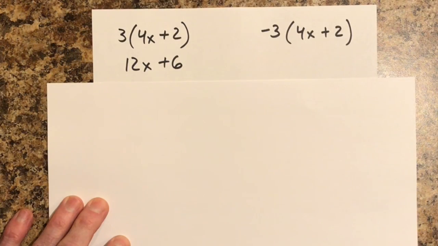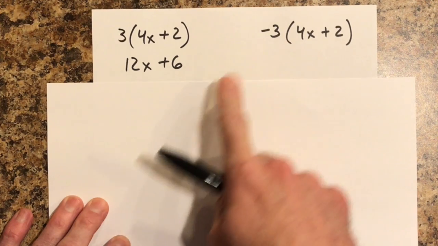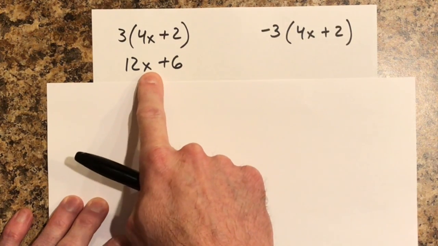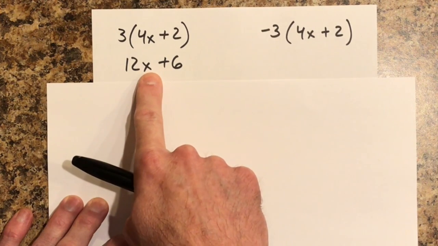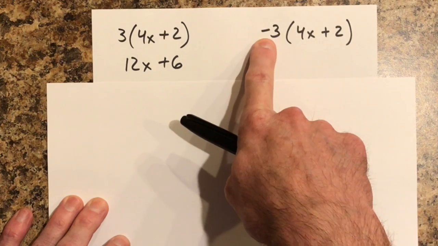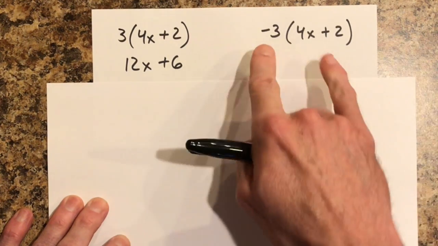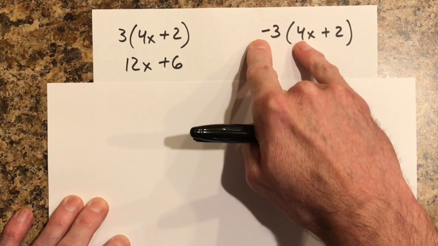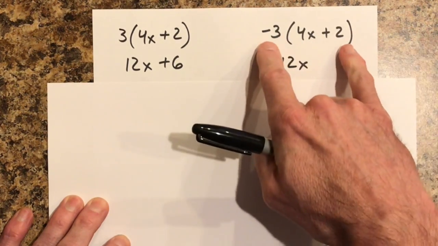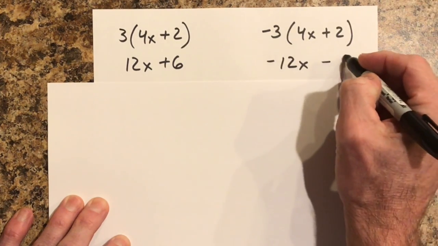Now let's talk about the distributive property with a negative number. In our previous example, we saw that 3 times 4x plus 2 was 12x plus 6. The key here is to realize what this means is the opposite of that. So, negative 3 times 4x is negative 12x, and negative 3 times 2 is negative 6.